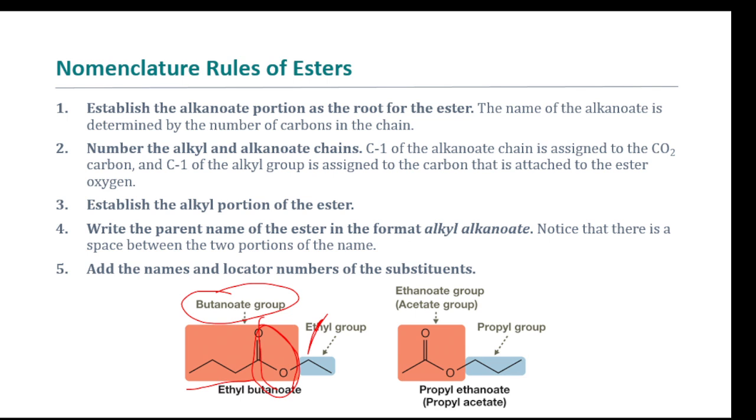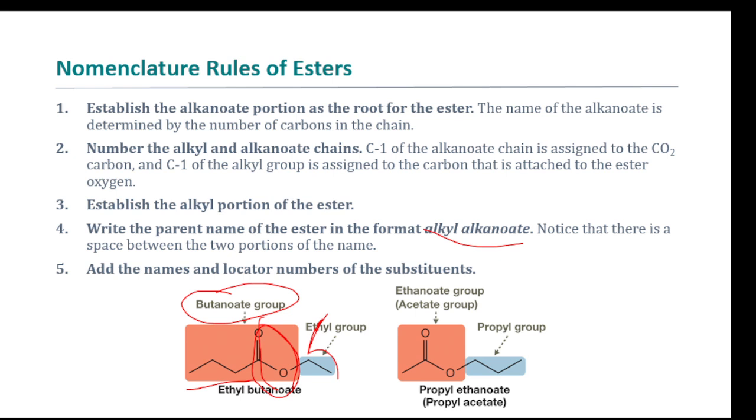All right, so then we're going to establish the alkyl portion of the ester right there. That's going to get numbered off. We're going to write the parent name for the ester in the format where we put the alkyl part as if it's like a prefix. It's not quite a prefix, but very similar methodology, right? And then we're going to put the alkanoate name. There is a space between these two names. This is that difference because we have one that's attached to the oxygen, right? It's not on that chain. We're going to add the names and locator numbers for the substituents.